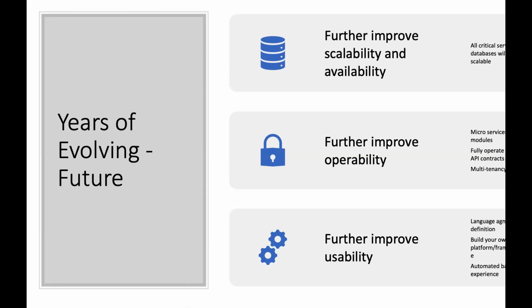And then we are going to improve the usability further. As I mentioned, as of today, Dataswarm only supports a Python-based API, and we are trying to create a language-agnostic pipeline definition language so that you can define your pipeline using any language you want. With that, you can build your own platform, framework, and language on top of it. You are not bound to using the Python API.